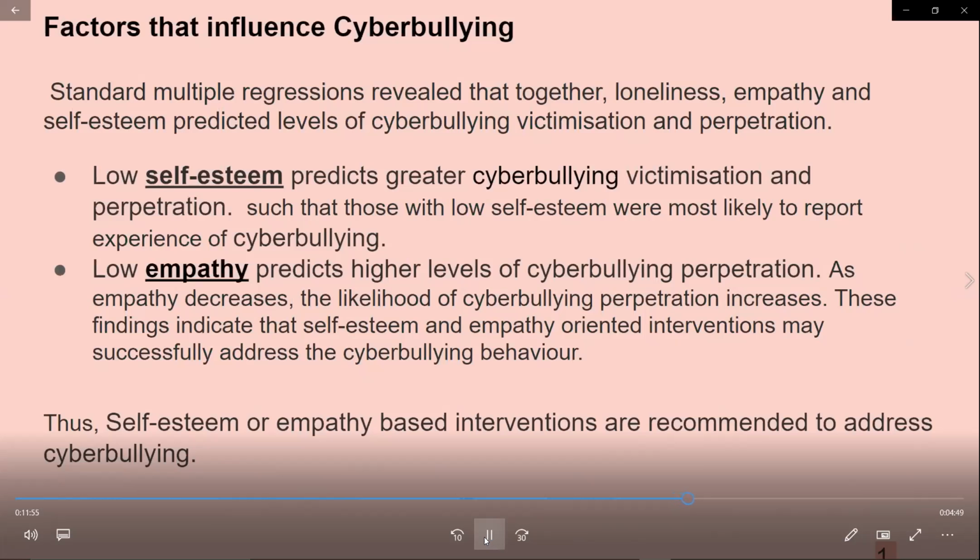levels of cyberbullying perpetration. As empathy decreases, the likelihood of cyberbullying perpetration increases. These findings indicate that self-esteem and empathy-oriented interventions may successfully address cyberbullying behavior. Thus, self-esteem or empathy-based interventions are recommended to address cyberbullying.